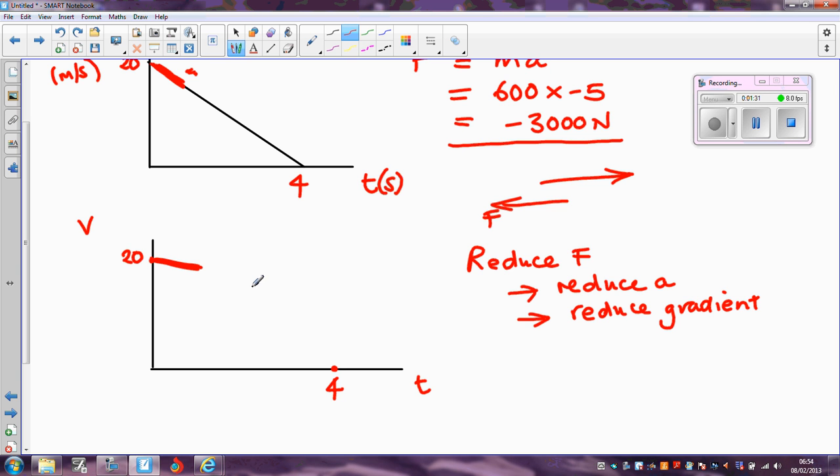And what happens then is that the braking force gradually increases. Now what that means is that the gradient is going to increase. In other words, it's going to become steeper, obviously in a negative direction. So what's going to happen is that the graph is gradually going to become steeper and steeper and steeper until the 4 seconds have elapsed.